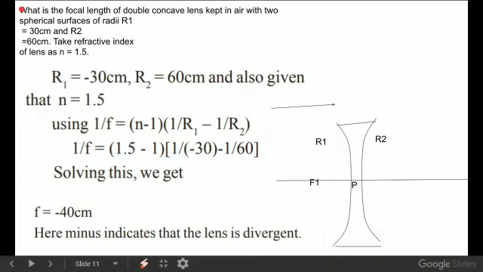Next, move on. What is the focal length of double concave lens kept in air? Here this is the double concave lens. Okay, its left side radius of curvature is r1 and right side radius of curvature is r2. Okay, with two spherical surfaces of radii r1 30 centimeters, r2 60 centimeters. Take the refractive index of the lens 1.5.